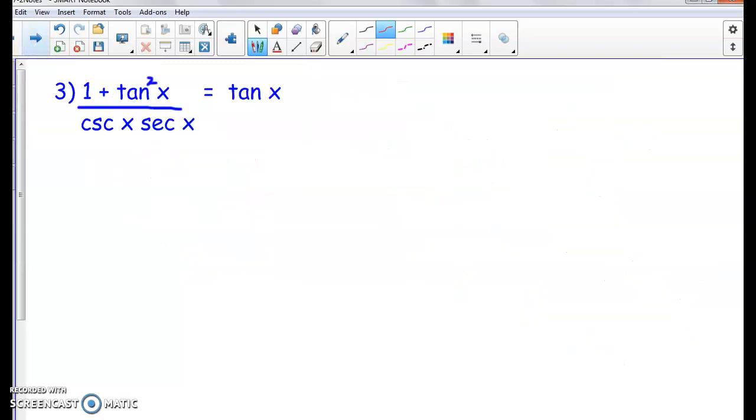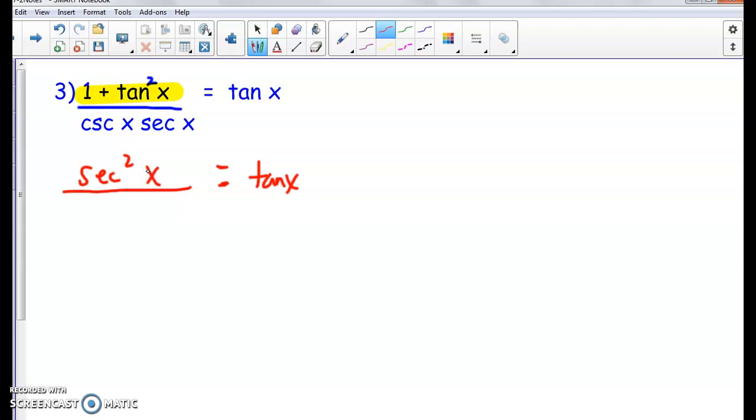Okay, let's go to number 3. Question 3 is 1 plus tangent squared x divided by cosecant x times secant x is equal to tangent x. And the left side is definitely more complicated, so I'm going to start there. I'm going to drop my equal sign down, drop my tangent down, jump over to the left side, and then I see that same identity. They like to use the same ones. 1 plus tangent squared is equal to secant squared, so I'm going to go ahead and change that over right now. See if that helps me.